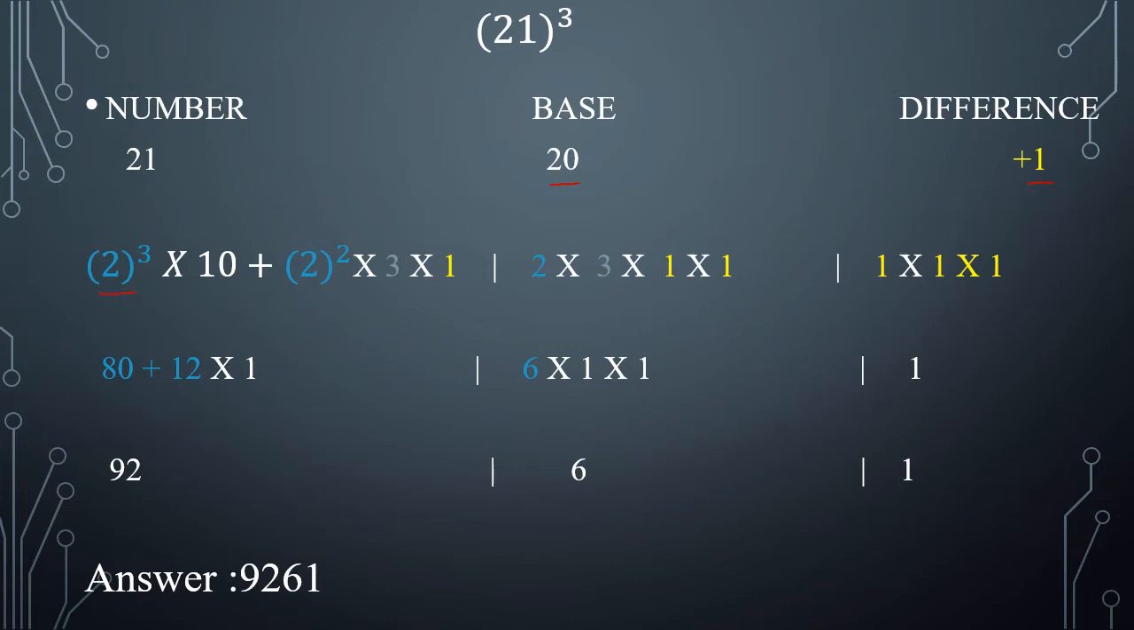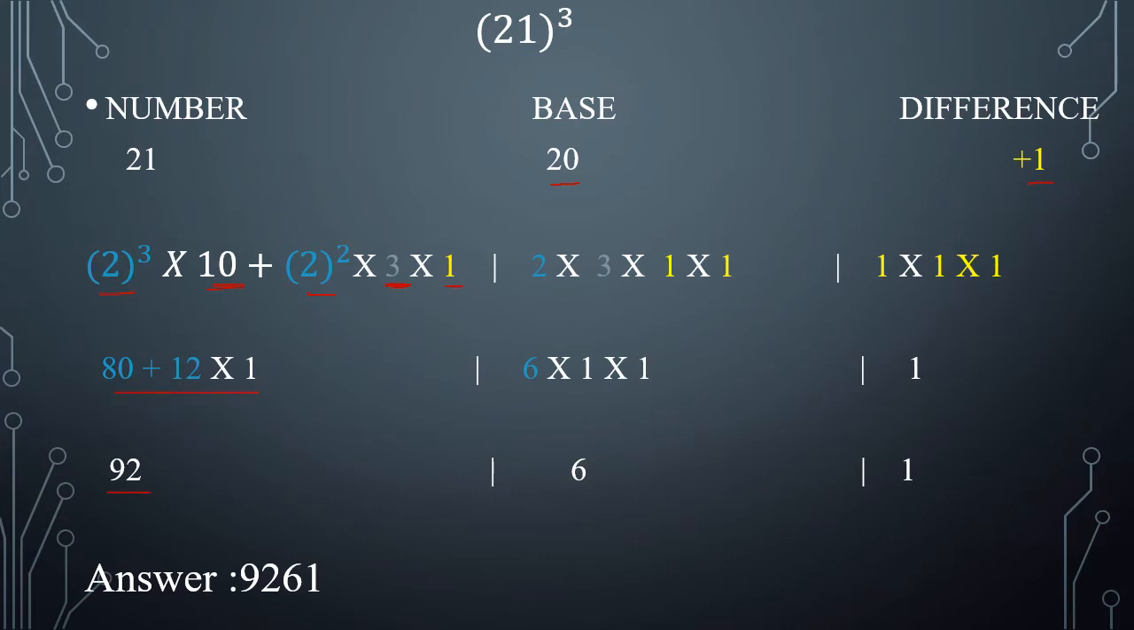First we have to find the cube of 2. That means 2 times 2 times 2. And then we have to multiply it with 10, which is the base. That means 8 times 10 is 80. Now we have to square 2, that is 2 times 2, and multiply by 3. It's a constant term because we are finding a cube. And this one is the difference, which is copied from here. So by combining, the first part is 80 plus 12 times 1, and the final is 92.